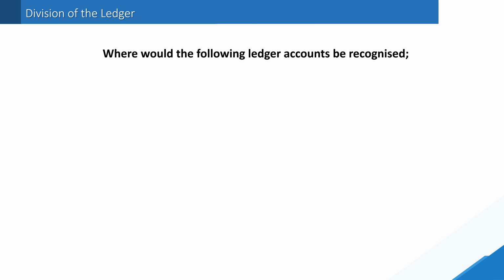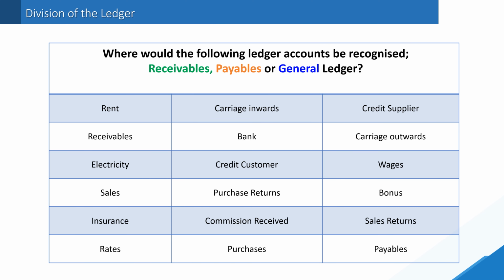To help embed knowledge and understanding, it's often useful to complete a relevant activity. Let's look at some ledger accounts and let's decipher whether they belong in the receivables, payables or general ledger. By now, we should have a relatively comprehensive understanding of the nature of these ledgers and what they actually represent. We have a whole host of ledger account names here, and all we're going to do is assess where they are recognised.